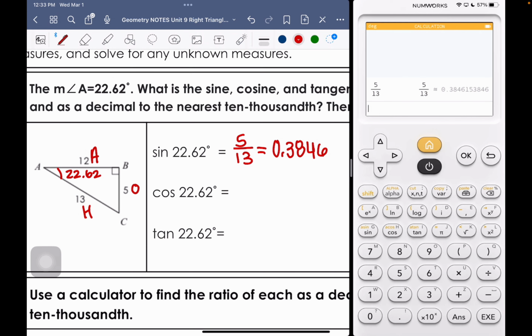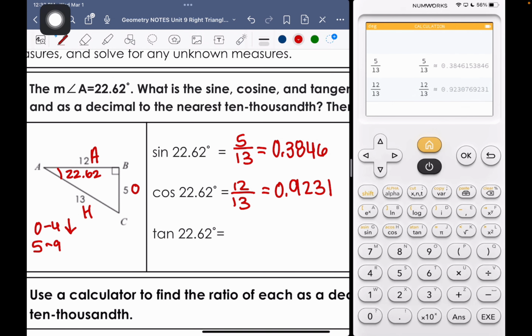Now let's do cosine. Cosine is going to be adjacent over hypotenuse, so 12 over 13. 12 over 13 gives us 0.9231. Make sure we're rounding correctly: if it's 0 to 4, you round down. If it's 5 to 9, you're going to round up.